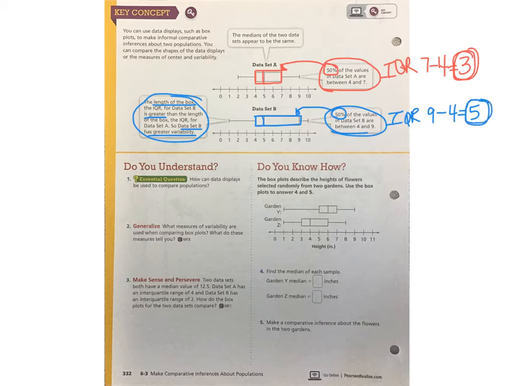that interquartile range 5. So the box in dataset B is larger or greater, which also indicates that dataset B has a greater variability. In other words, there's more difference in that data for dataset B than there is for dataset A.